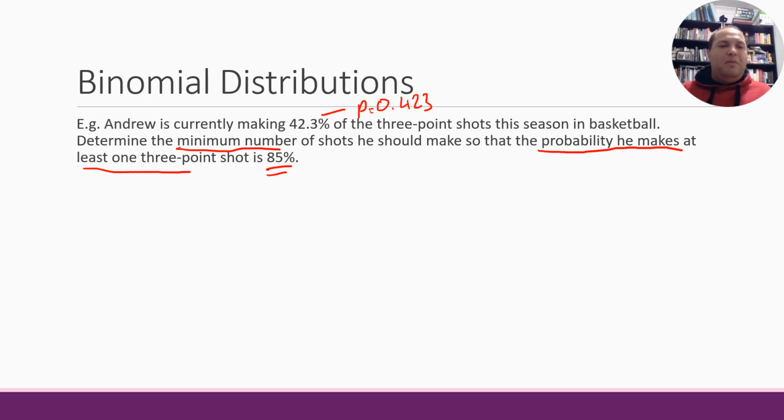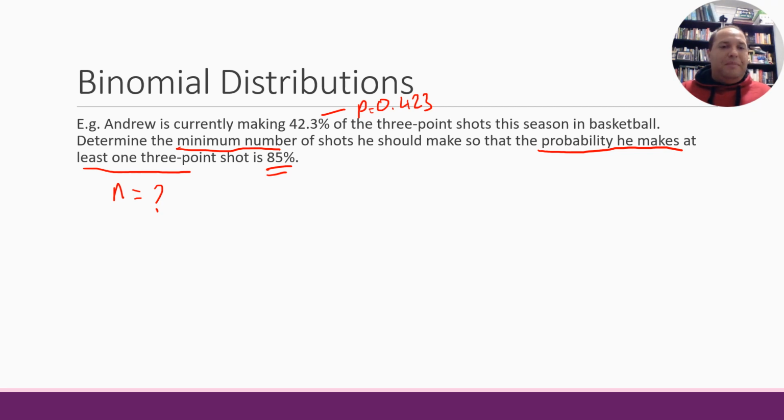Okay, so we've been given a bit here. We have to find the minimum number of shots he should take. That's an n value. We're asking how many shots does he need to take? How many trials does he need to have? So we need to find an n value immediately. We should be thinking, okay, I need to use inverse binom n to find my n value, not a probability.